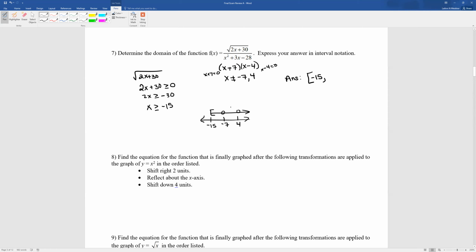So that breaks our interval up from one interval into 3 separate intervals. So this is going to be from bracket negative 15 up to negative 7 with a parentheses, union, and then negative 7 to 4, because we are skipping the exact numbers of negative 7 and 4, and then union from 4 to positive infinity. So there is my domain. Those are all values that are allowed to be plugged into this function because the answer we get is still a real number.